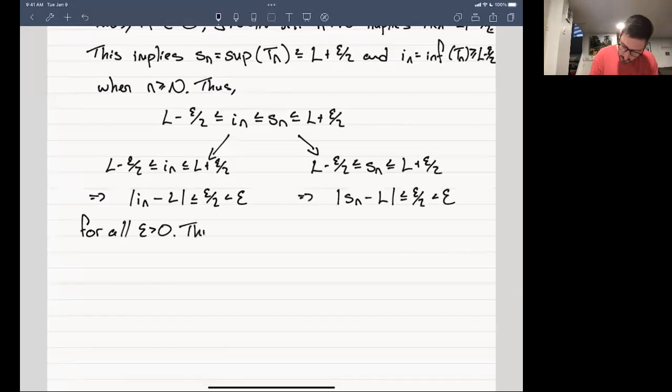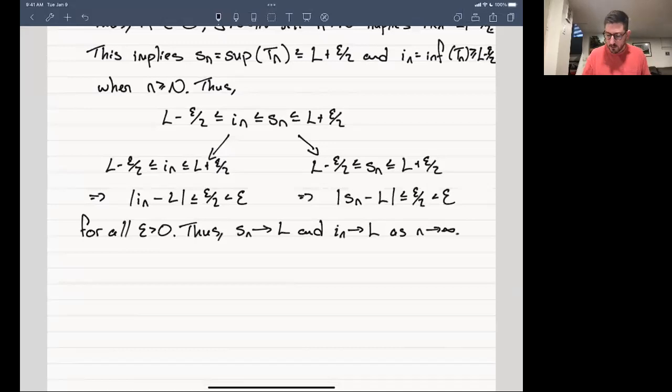Thus, by definition, SN converges to L and IN converges to L as n goes to infinity. But since SN is a monotone sequence, it converges to its own infimum. And IN is a monotone sequence, so it converges to its own supremum. So therefore, these things that they converge to, remember, these are the definitions of lim sup and lim inf. So this gives me exactly what I wanted.